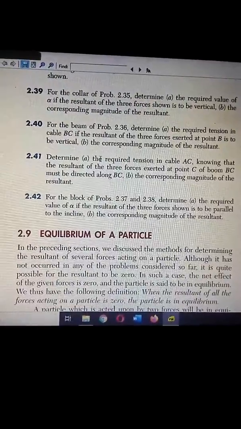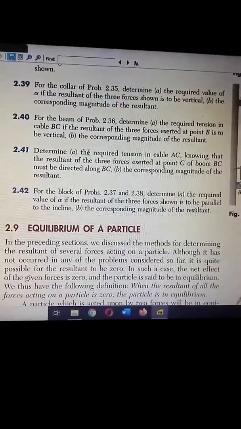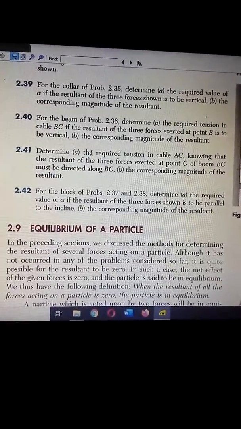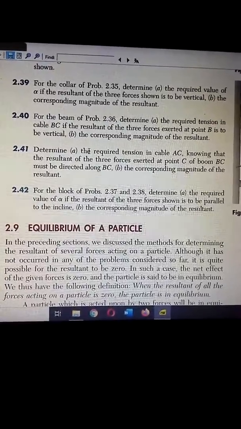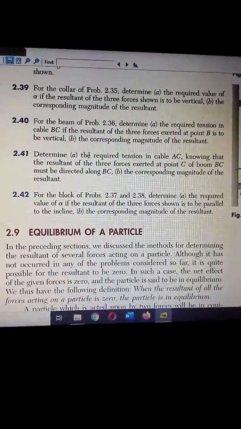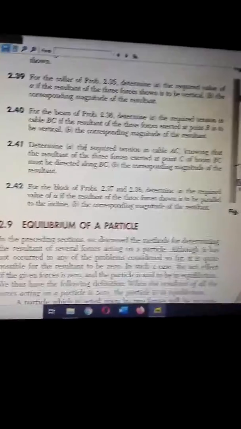Good afternoon. We move on from where we stopped in the last class. In the last class, we solved some problems on resolution of forces, where we solved forces into x and y components. So we'll move on today.